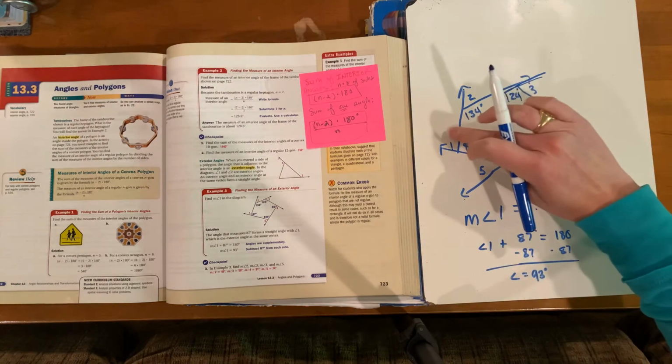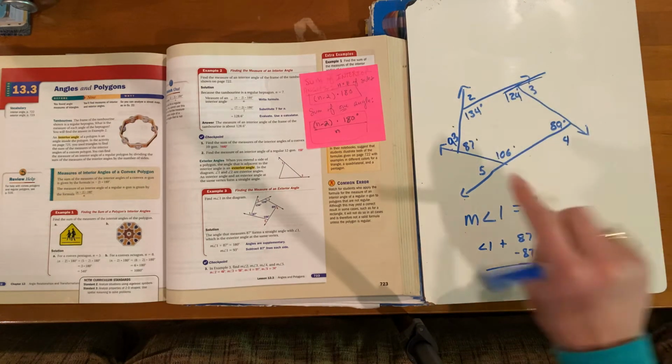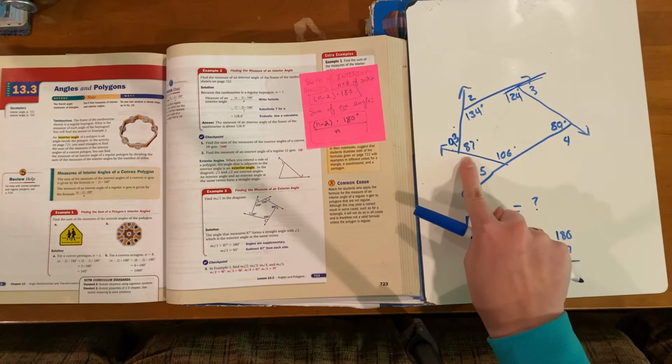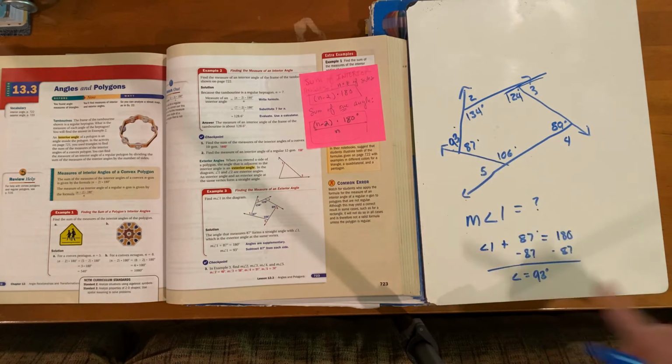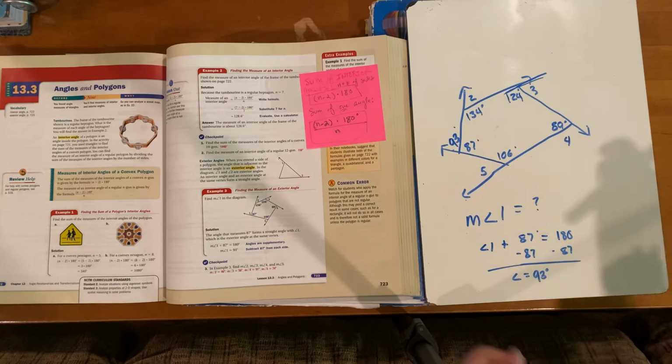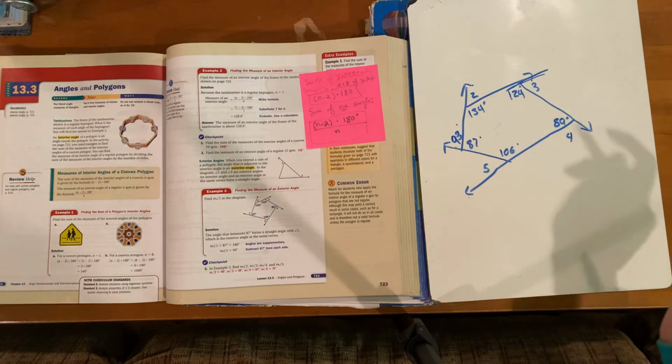If angle 1 equals 93 degrees right here, we can always double check it because these two angles have to equal 180 because they lie on a straight line. 93 plus 87 equals 180, so that has to be true. Let's look at the checkpoints together to make sure we really understand this topic.